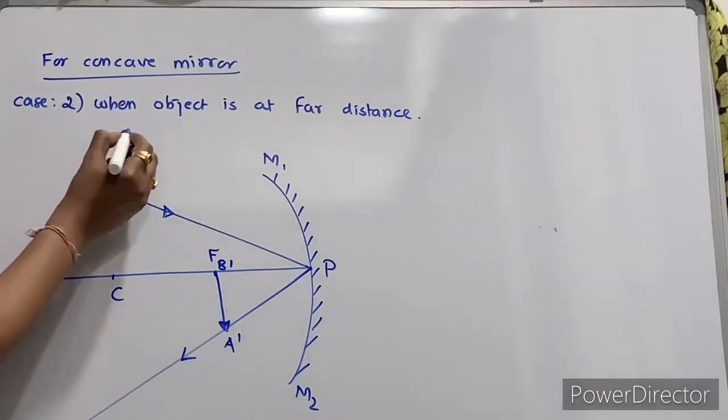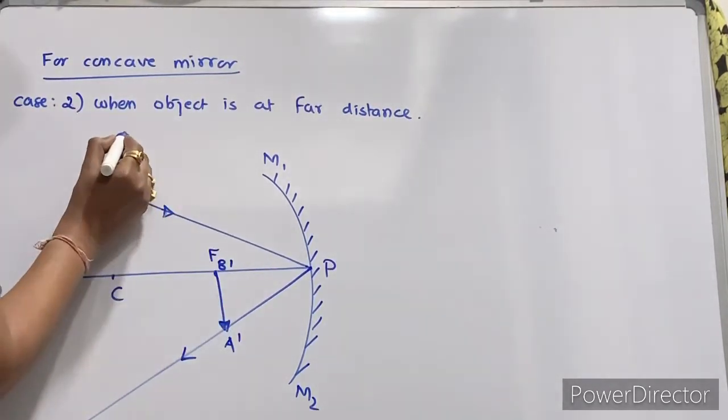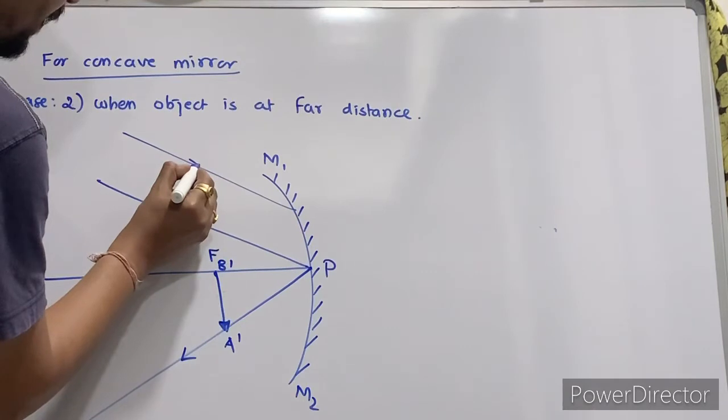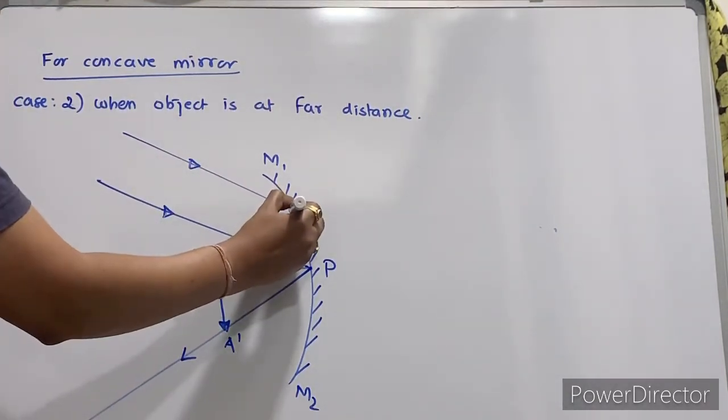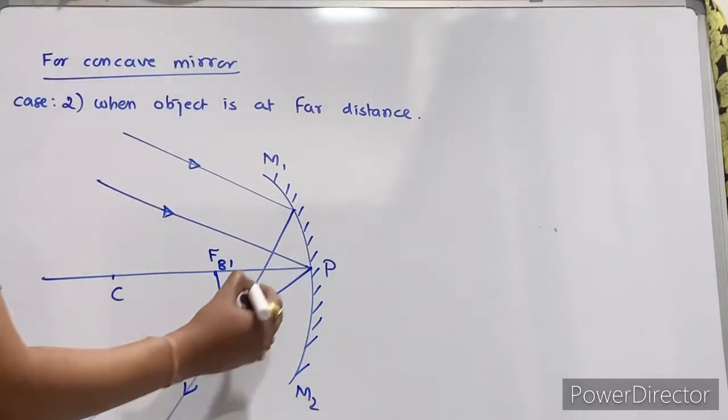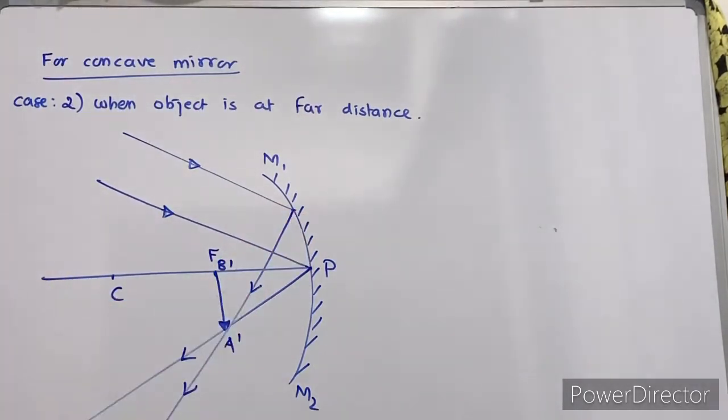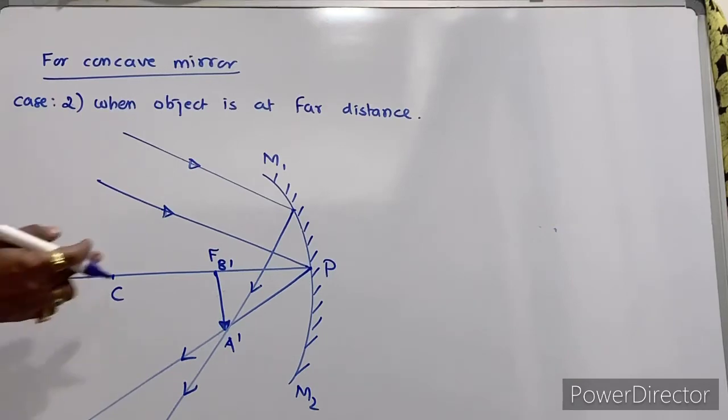Now draw one more ray parallel to this incident ray, obliquely incident. This is my incident ray, right? It is parallel to this incident ray. After this, it will pass through A dash. So this is the reflected ray, right? So this is the image formed.